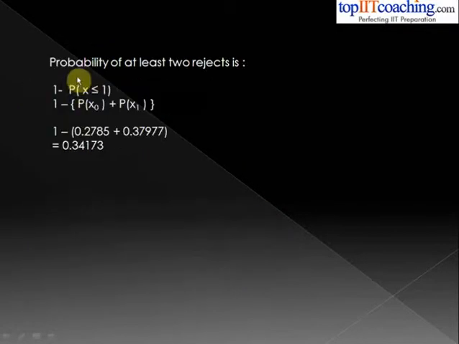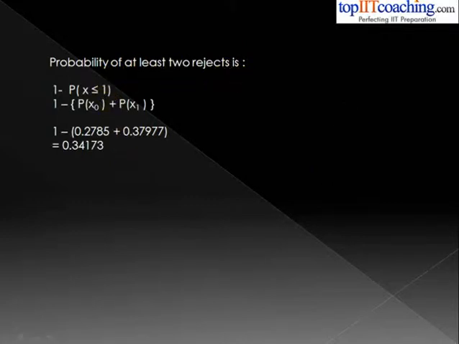The second part is we have to calculate the probability of at least 2 rejects. So for at least 2 rejects, this would be equal to 1 minus P of x less than or equal to 1. So now P of x less than or equal to 1 would be P of x0 plus P of x1, that is no reject plus 1 reject, and hence this would be equal to 1 minus the summation of 0.2785 plus 0.37977, and this is equal to 0.34173. Thus this is the final answer for the probability of at least 2 rejects.